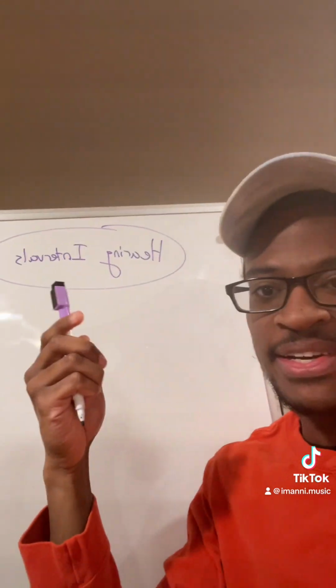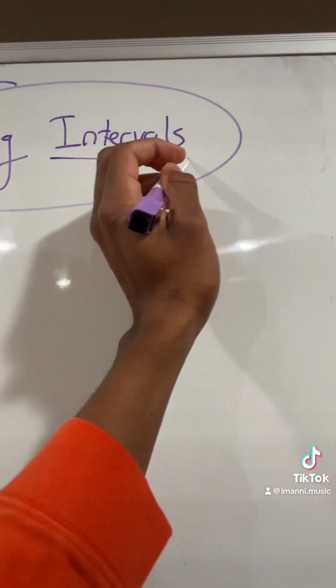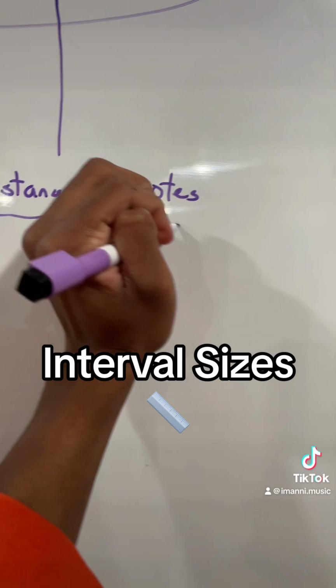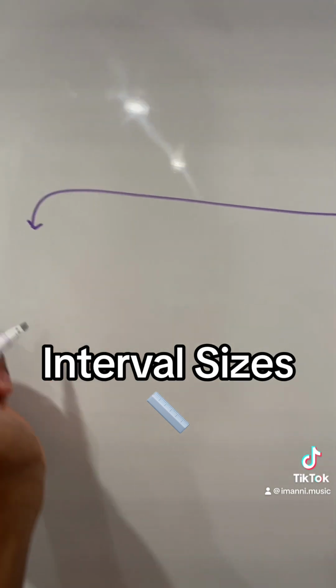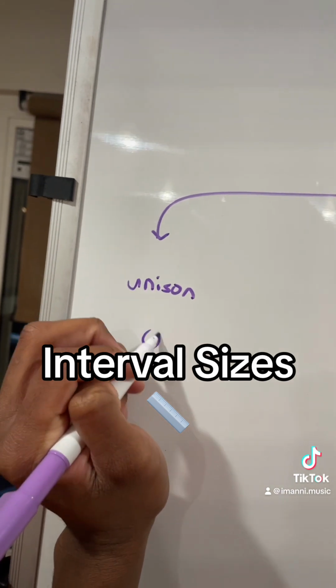Today, we are going to learn about hearing intervals. Intervals are all about the distance between notes. And there are various different types of intervals. They go from as small as a unison, which means that there's a distance of 0 between the notes.